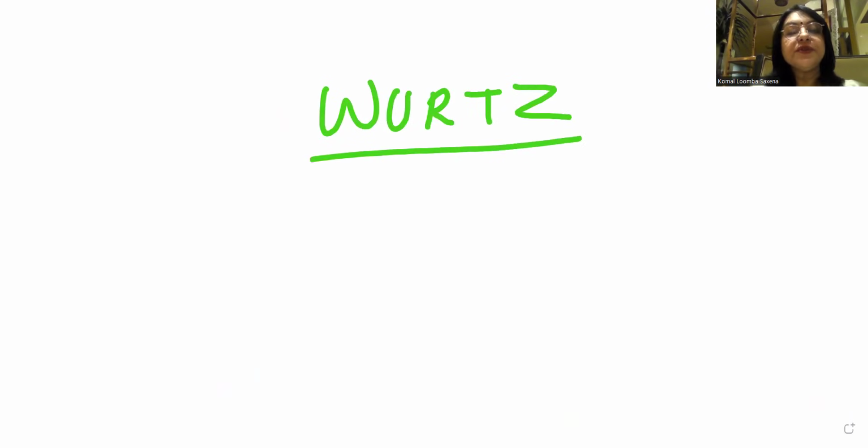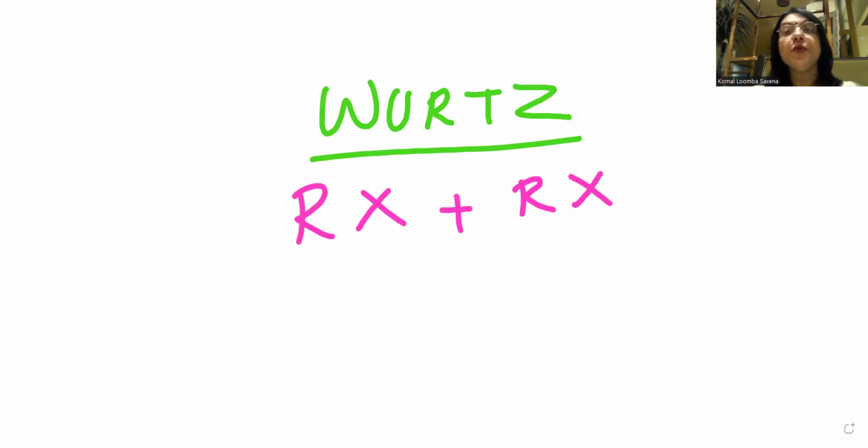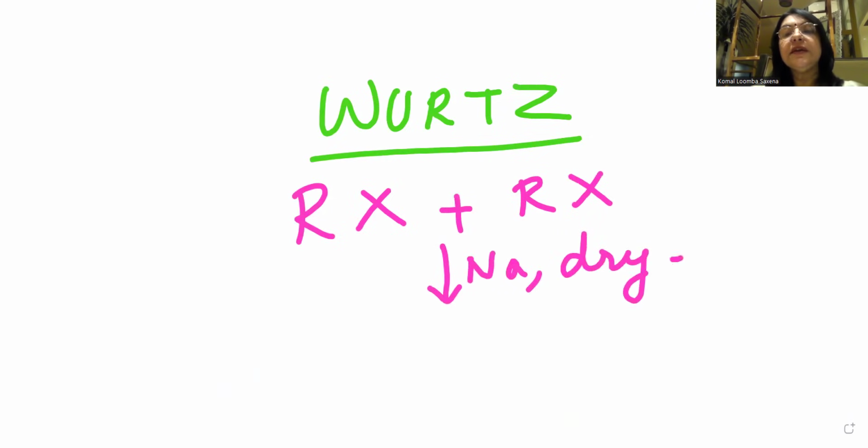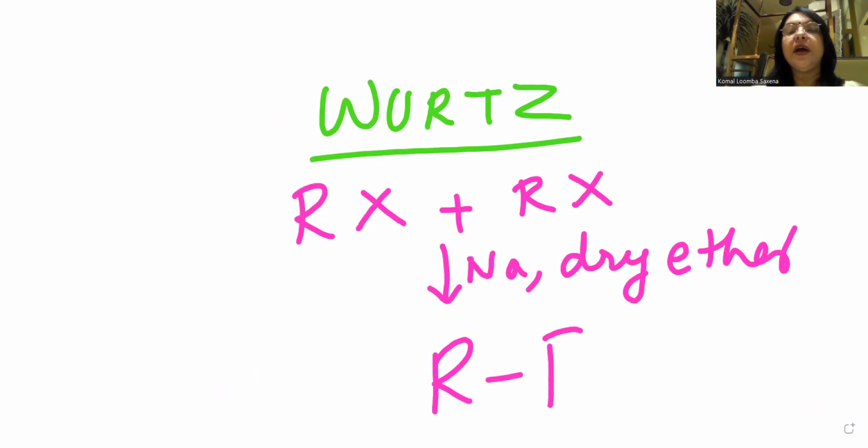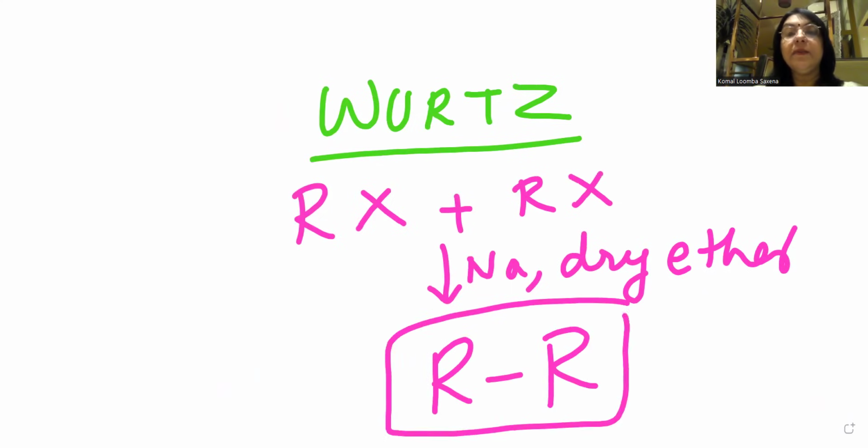That was about Wurtz reaction. Let's quickly repeat in a nutshell what we have learned about Wurtz reaction. You start with a haloalkane, I've put it as RX. You take 2 molecules of it, or 2 moles of it. You react it with sodium and dry ether and you end up with an alkane of the type R-R, double the number of carbon atoms.